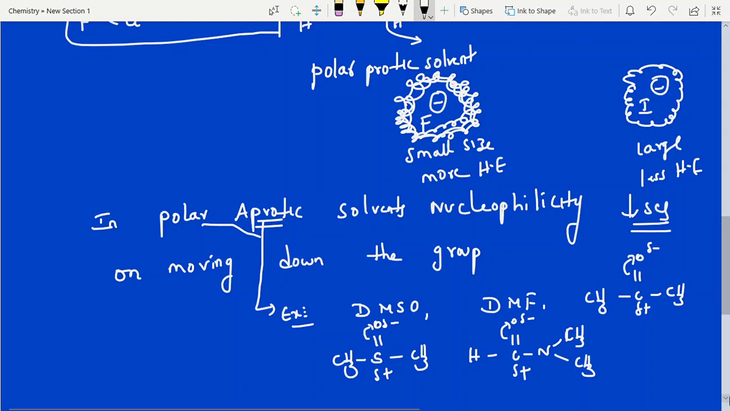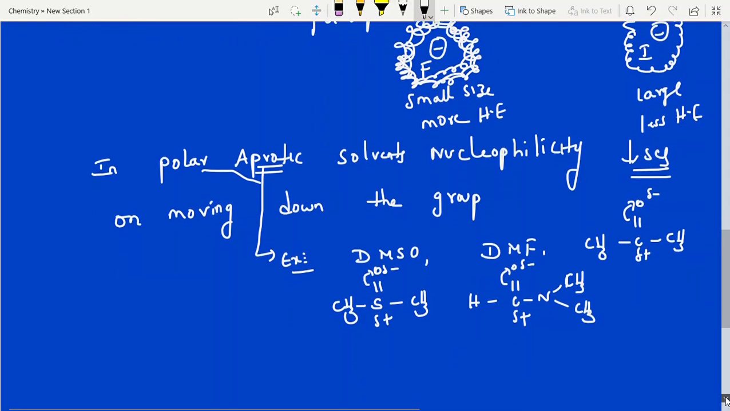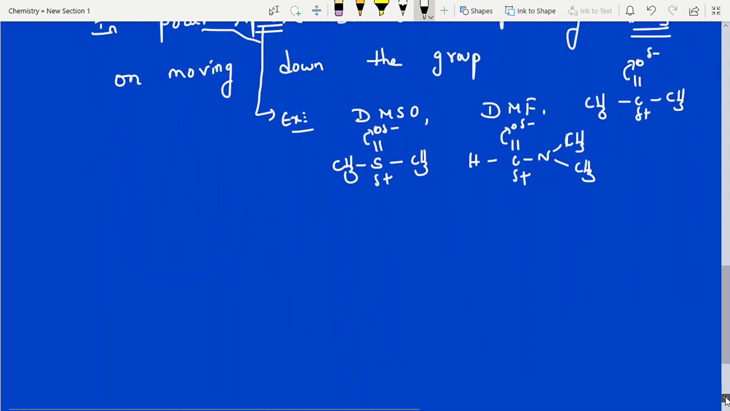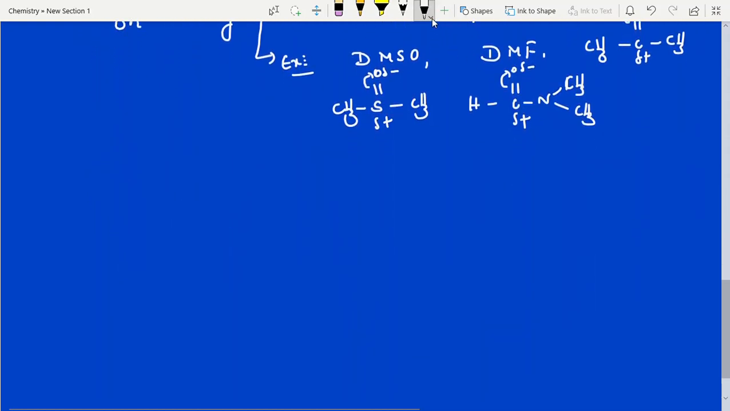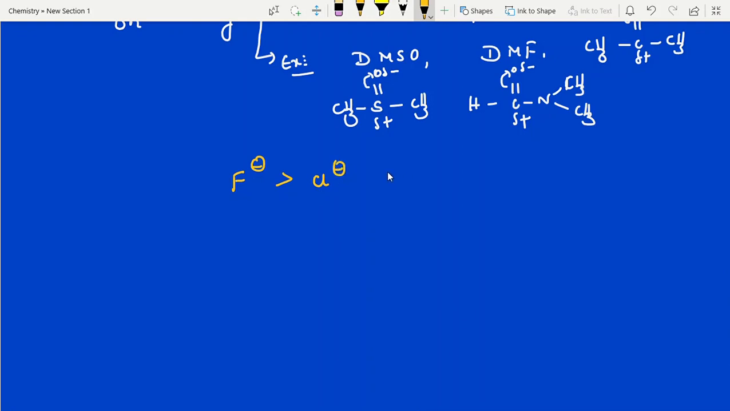Now here, what happened to nucleophilicity? Can you guess? Yes, just hold on, above case. What is this? F minus greater than Cl minus greater than Br minus greater than I minus. Clear? That's it. So generally, I am writing point 1.